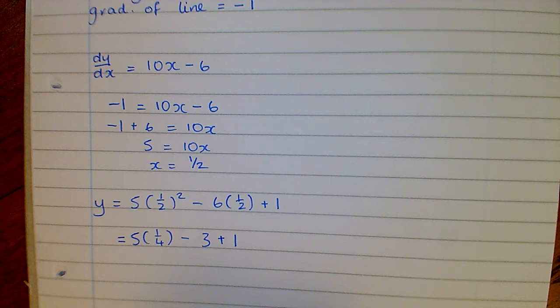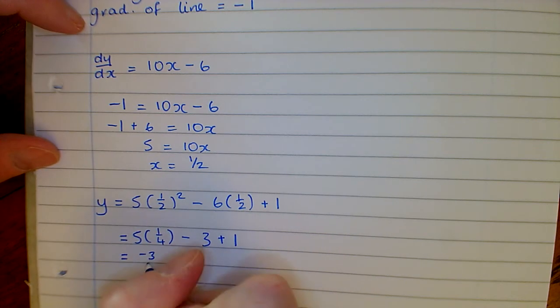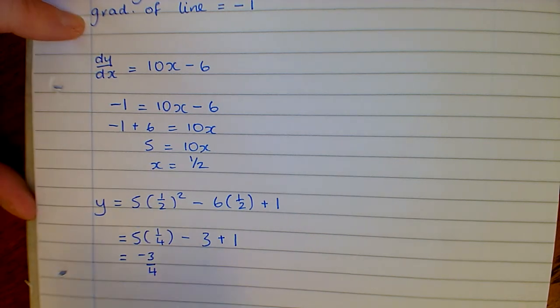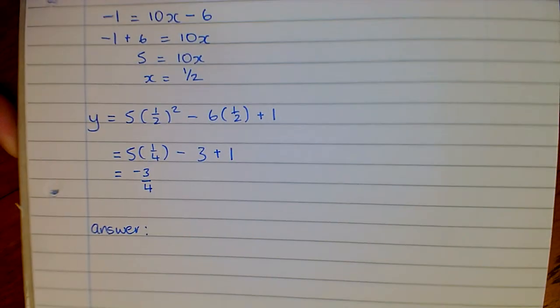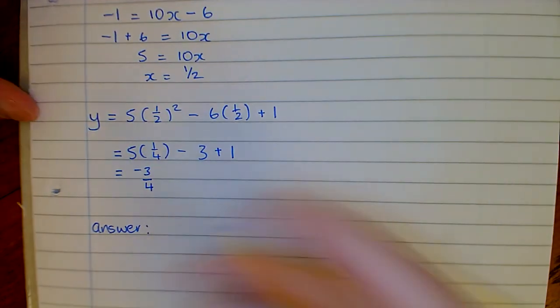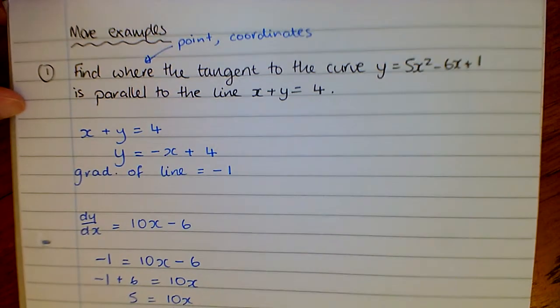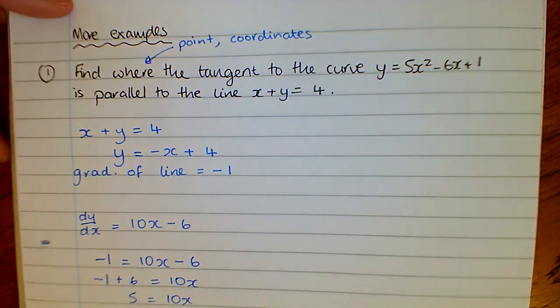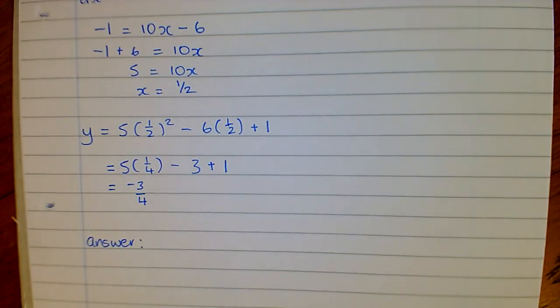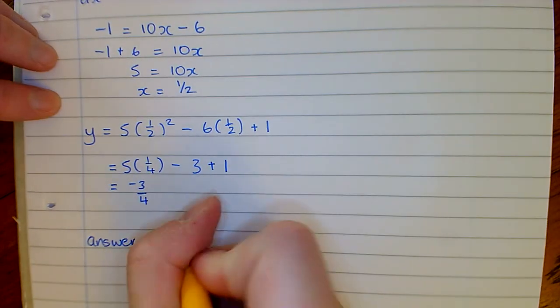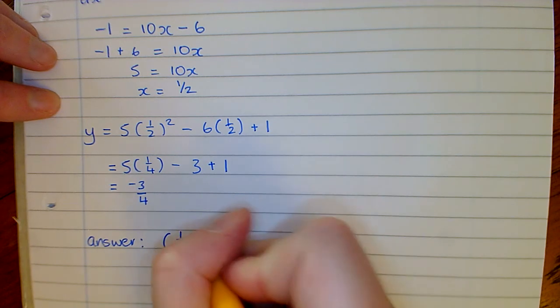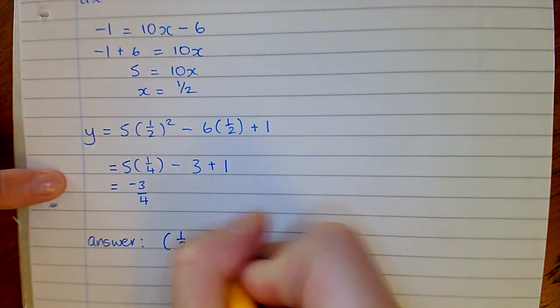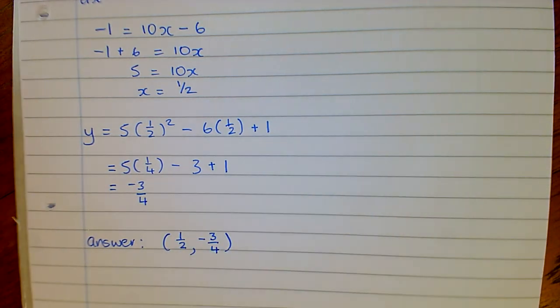So it's 5 times a quarter minus 3 plus 1. And that turns out to be minus 3/4. So our answer then has to be, remember we've said we were looking for a point, so our answer had to be coordinates. So our x coordinate is a half, and our y coordinate is minus 3/4.